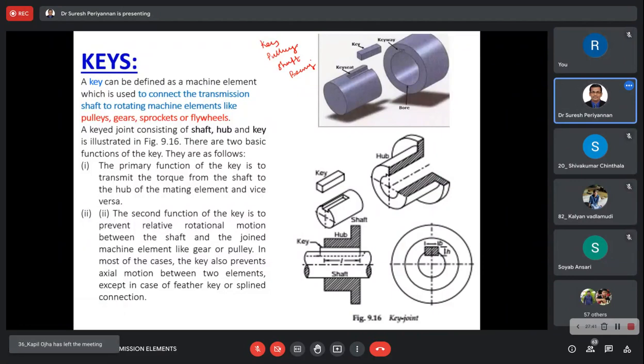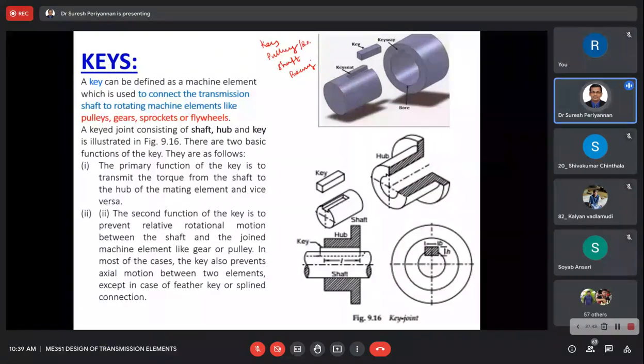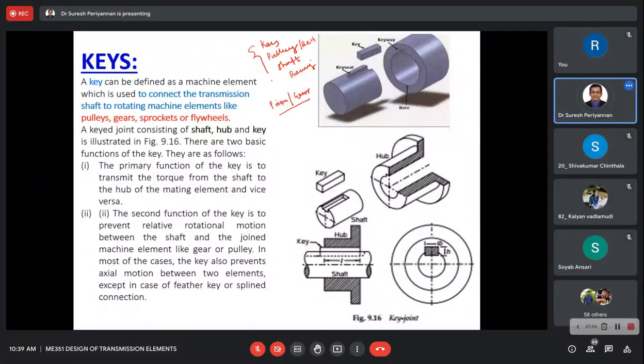We need a belt. When we are using a pulley, we need a belt. When we are using gears, we need a pinion and gear, right? These are the components. Without these components, we cannot do power transmission.